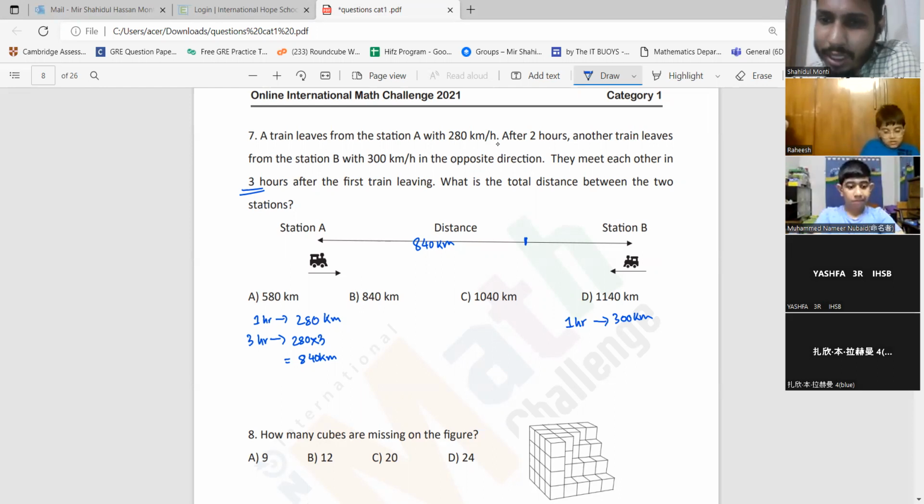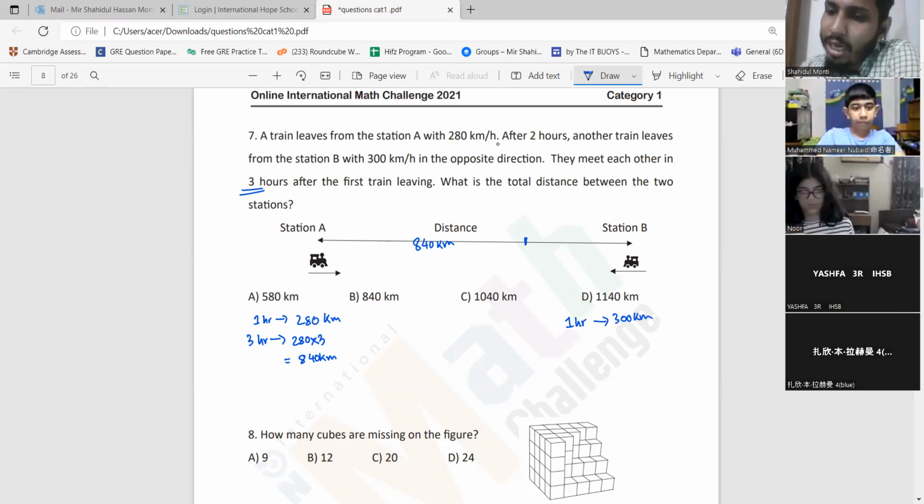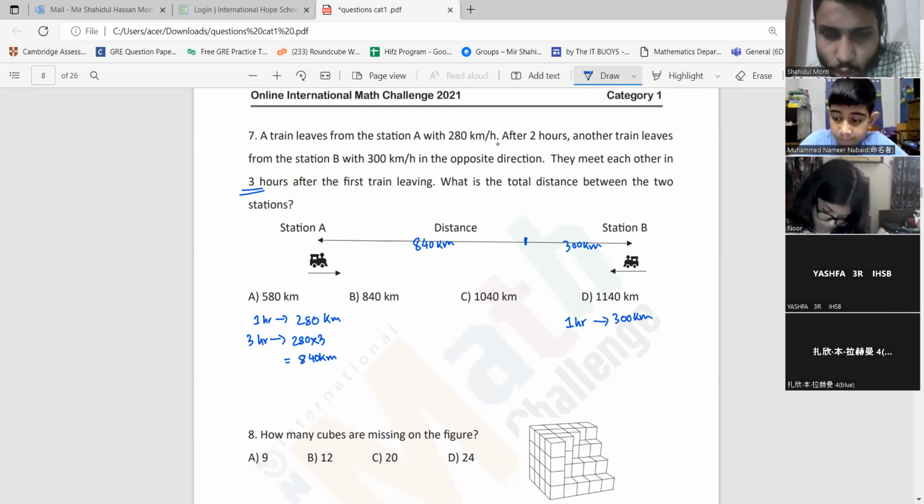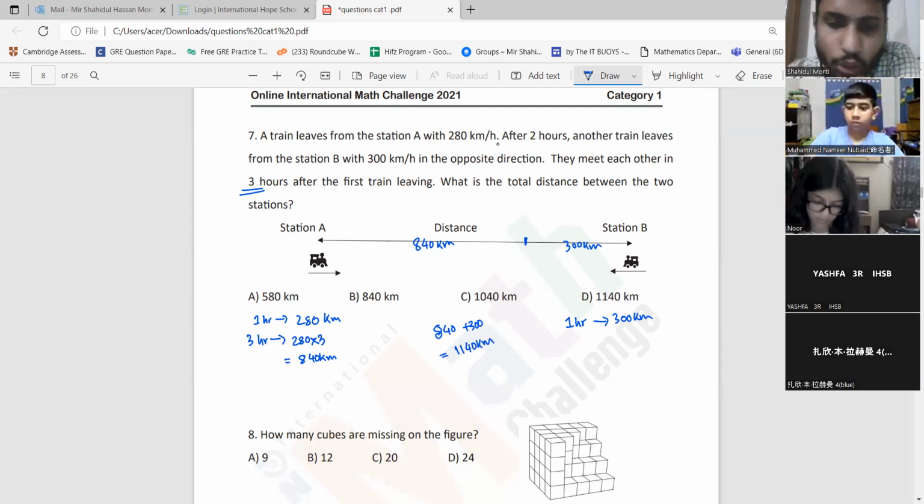And in 1 hour, train B has traveled 300 kilometers. So let's put 300 kilometers here. Now the question is, what is the distance between the two stations? The distance between the two stations should be 840 plus 300, which is equal to 1140 kilometers. The distance between the two stations should be 1140 kilometers.